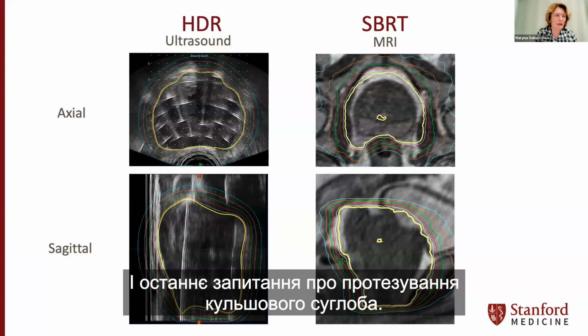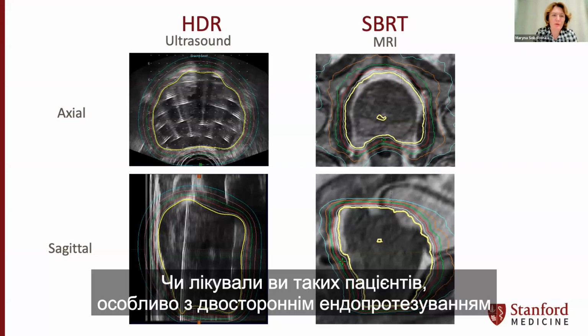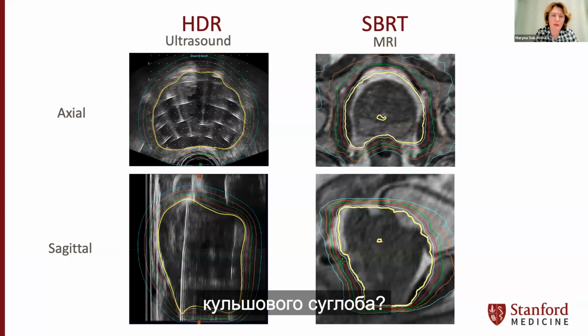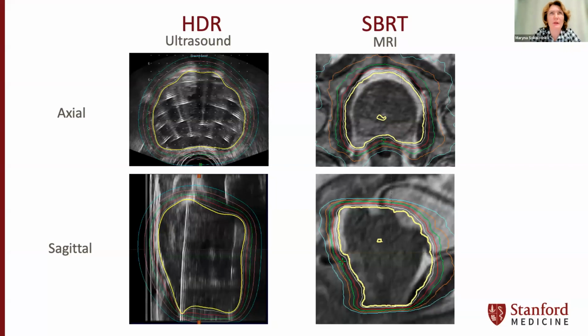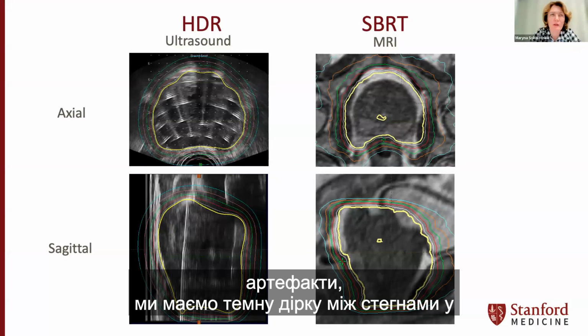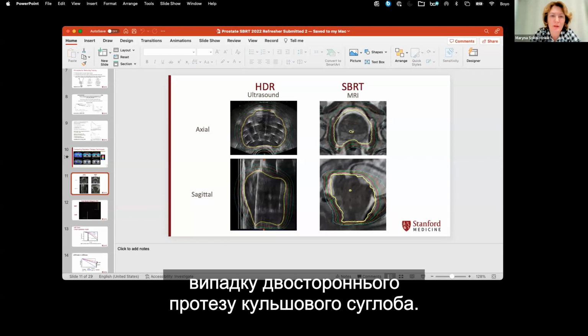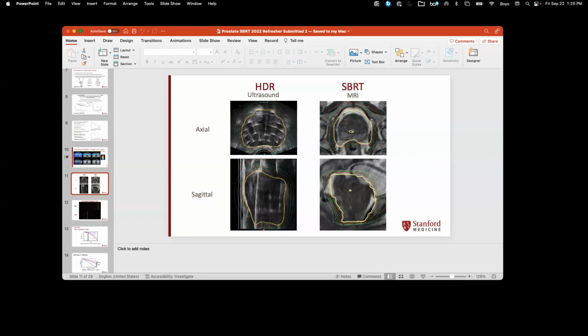Can I have a last question about hip prosthesis? Have you treated such patients, especially with bilateral hip prosthesis? Because the metal gives us artifacts, dark artifacts, and we have a dark hole between the hips in case of bilateral hip prosthesis. Yes.